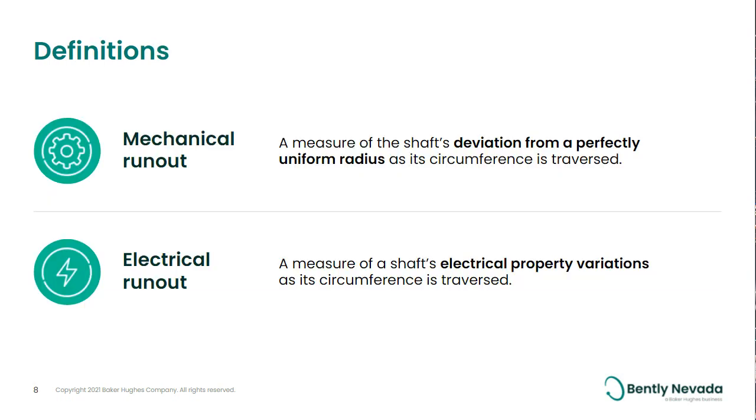And what do we mean by mechanical and electrical runout? Well, mechanical runout is a measure of the shaft's deviation from a perfectly uniform radius. This could manifest as a non-uniform overall shape, like an oval or flat spots, or it could be more acute in nature, like a scratch or a dent. Electrical runout is a measure of the shaft's electrical property variations. This is less obvious. You're unlikely to be able to see it from a visual inspection. We'll need more specialized tools to detect this. We'll discuss how that happens soon.